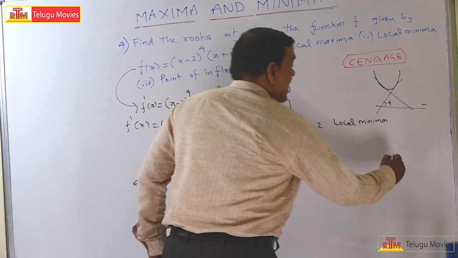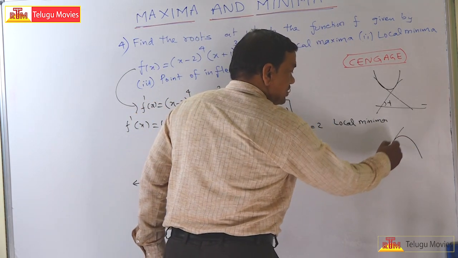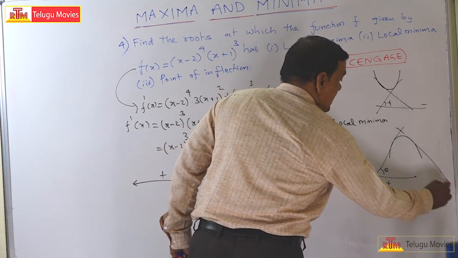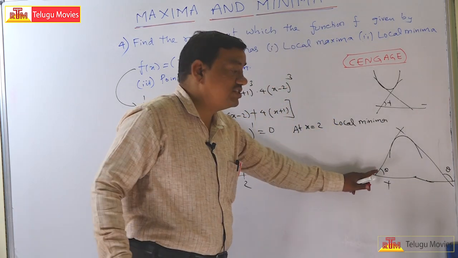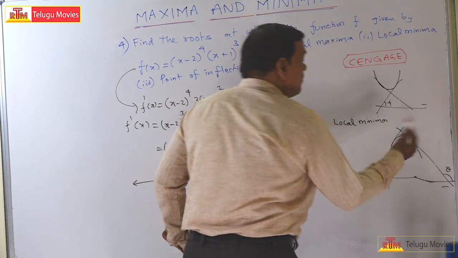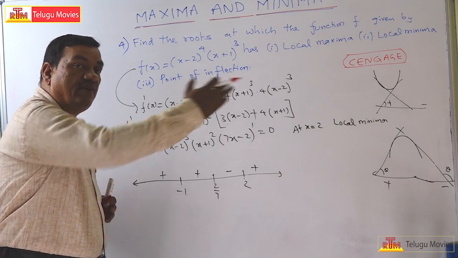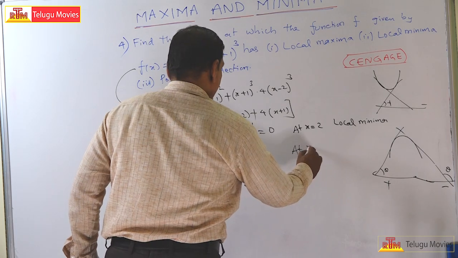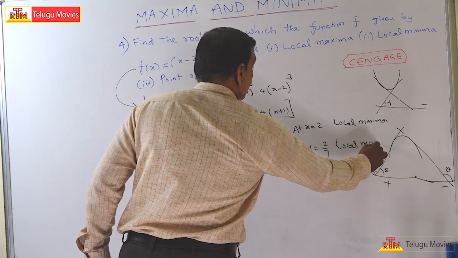What is local maxima? Observe here. Local maxima means, see, observe this tangent. This is an acute angle, that means plus. Observe this tangent, this is an obtuse angle. This is acute angle, obtuse angle. So what is the sign? Plus to minus. Plus to minus, as you observe from left to right. Plus to minus. That is, at x is equal to 2 by 7, local maxima.